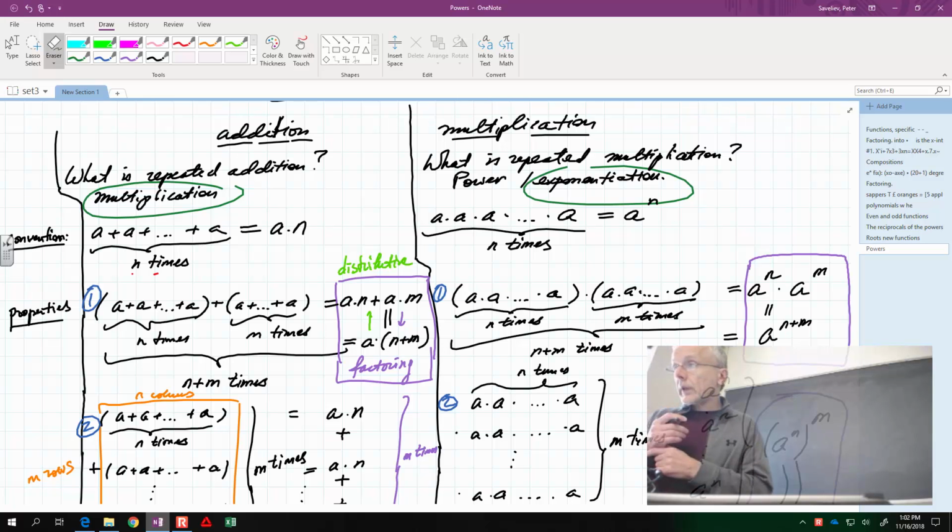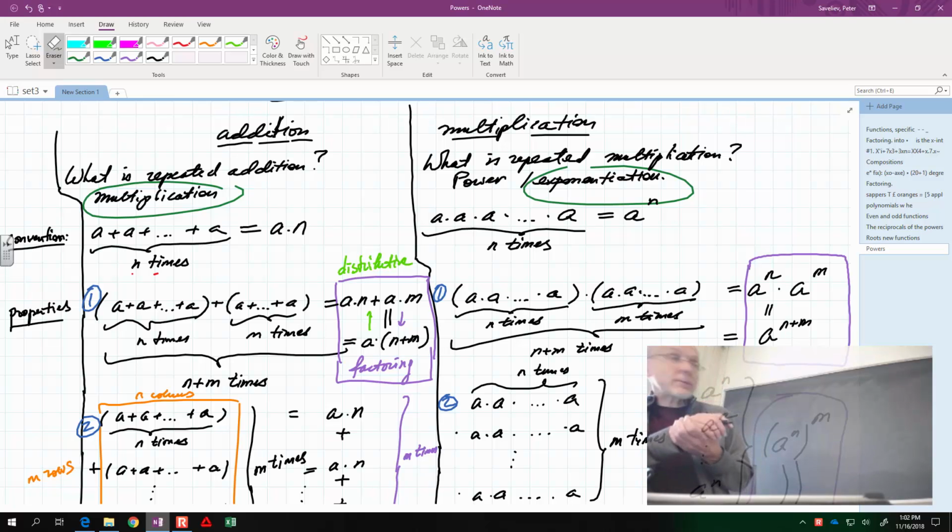So we're developing new algebraic operations, and the way we look at it is just as abbreviations. Repeated addition is multiplication by the number of times it's been repeated, and repeated multiplication is exponentiation: the power n is when multiplication is repeated n times. Okay, that's a convention, but then we want to see how that abbreviation works out for us.